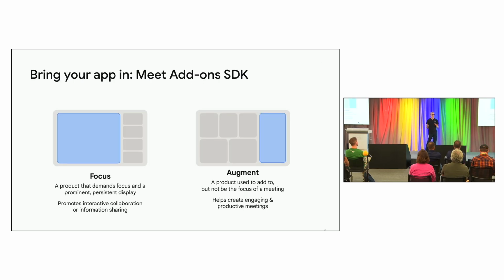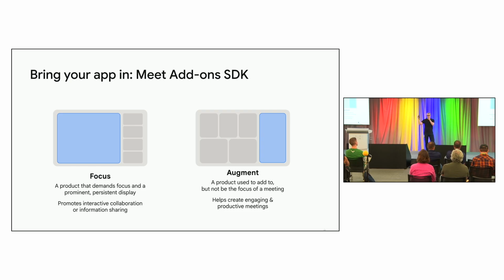When I was talking about the different ways you can have this, we talk about two different ways that you can show your Meet add-on. There's something called Focus and Augment. So Focus generally, all the faces, or maybe you're doing some screen sharing, that lives in the big box normally. But this is where you would maybe want to share your application. This is where you want to do some interactive collaboration. You might want to move around some sticky notes or do some kind of information sharing. That would be in the focus area.